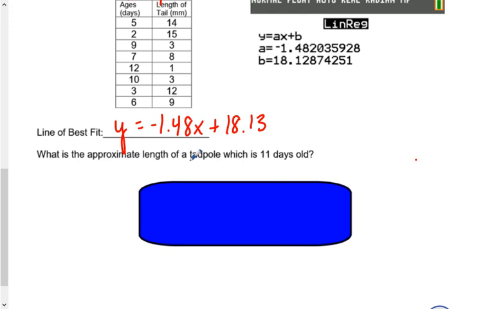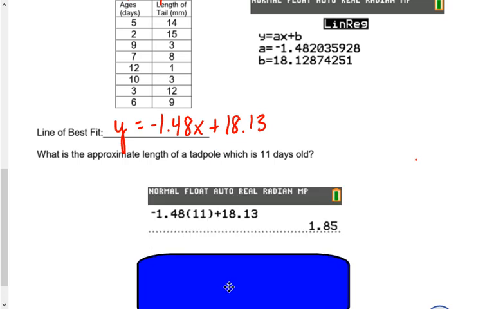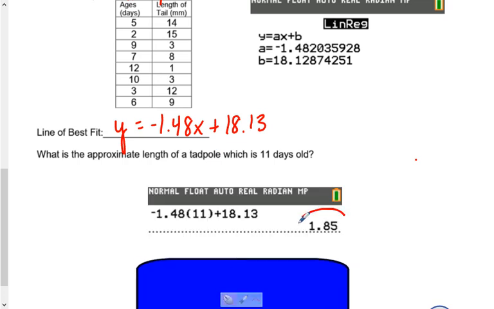What is the approximate length of a tadpole which is 11 days old? So what's the length of the tail when the age is 11? When X is 11, what is Y? And the answer there is 1.85 millimeters.